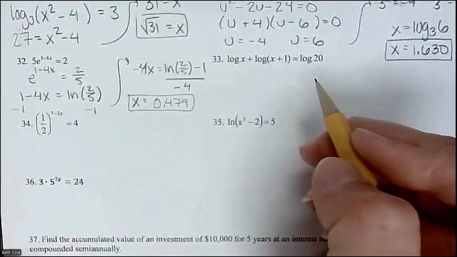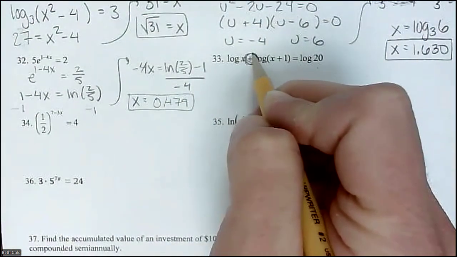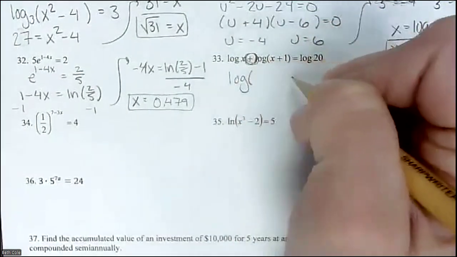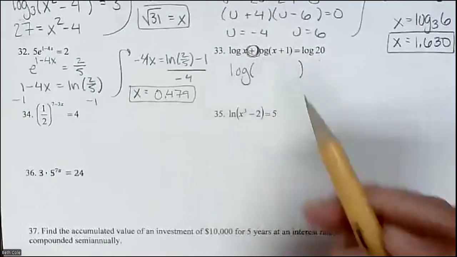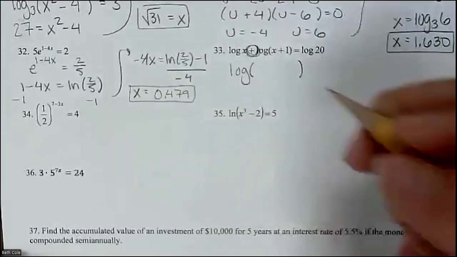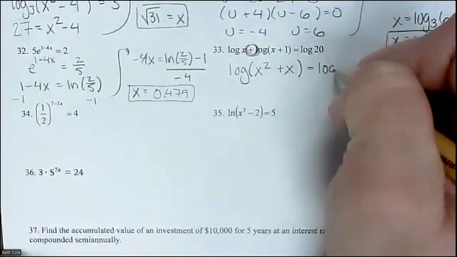All right, over here, what do you see in this problem? What does it have? A plus. What does that mean we're going to do? Multiply. Good. You're going to multiply x times x plus 1. So that would give you x squared plus x.